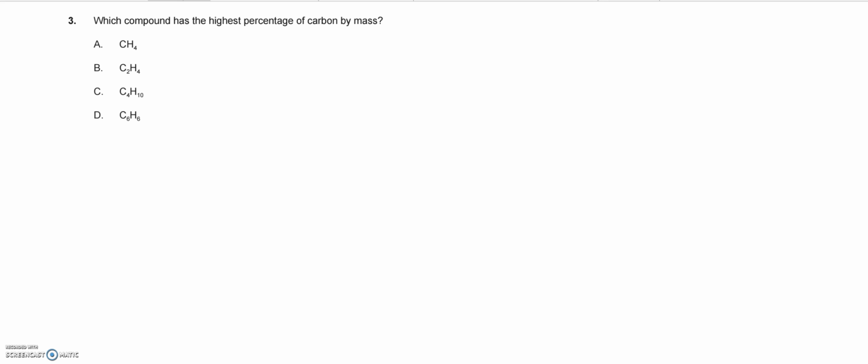This is asking us which compound has the highest percentage of carbon by mass. And so we don't have to worry too much about the 100%, but what it's asking us is 100, which gets it into percentage form, of the mass of carbon over the mass of the whole. That's what it's asking us for.